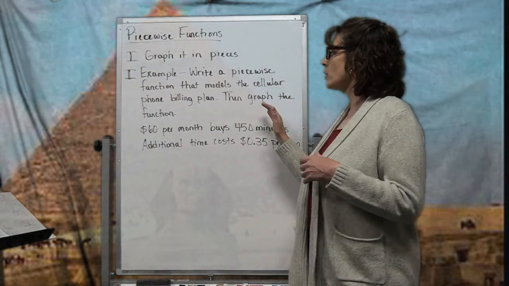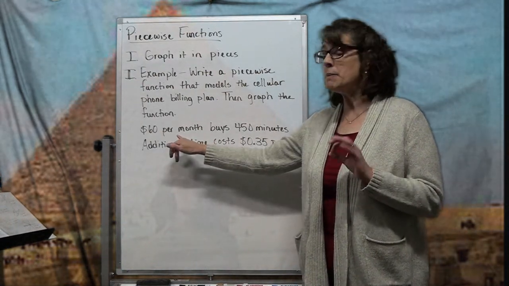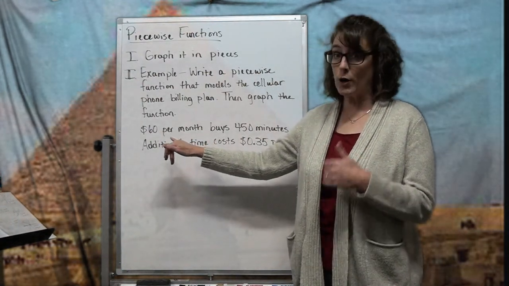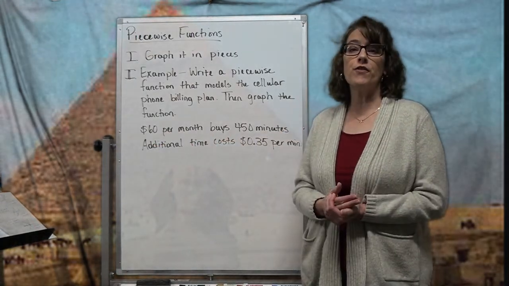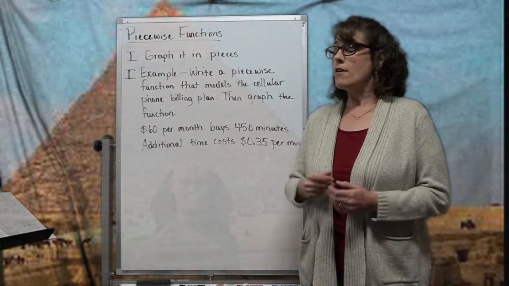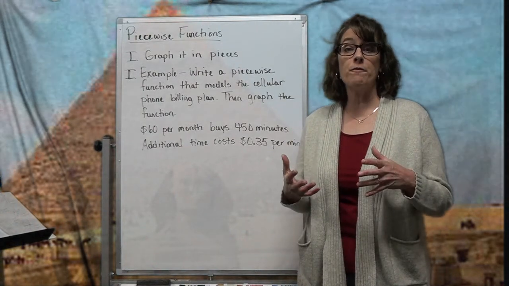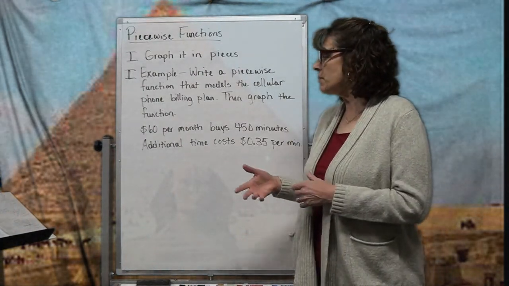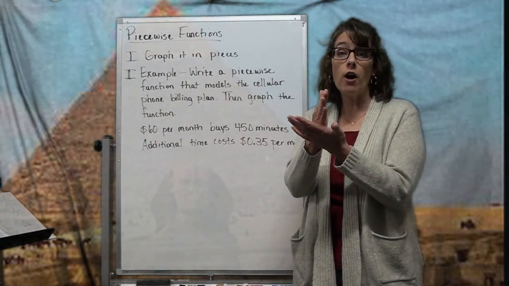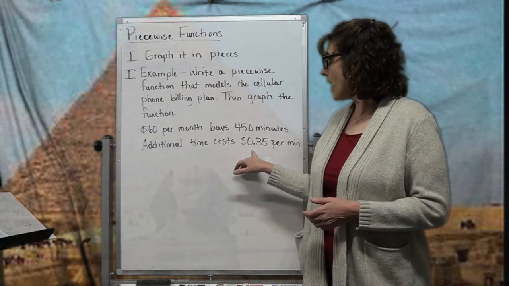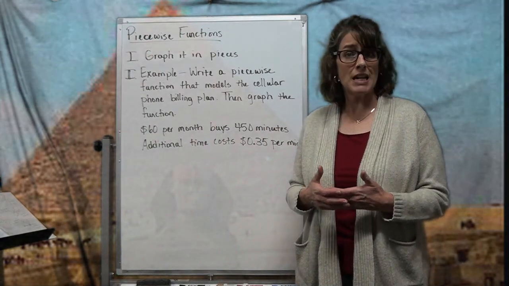So in this particular cellular phone billing plan, what's going to happen is we are going to pay $60 per month, and that buys us 450 minutes. Now that is a flat rate. Giving that company $60, we will have 450 minutes worth of phone talk time. And so then anything beyond that 450 minutes, once we hit our 450 minute cutoff, they're going to charge us 35 cents for each minute beyond that. So you can see that the plan is being charged in pieces.